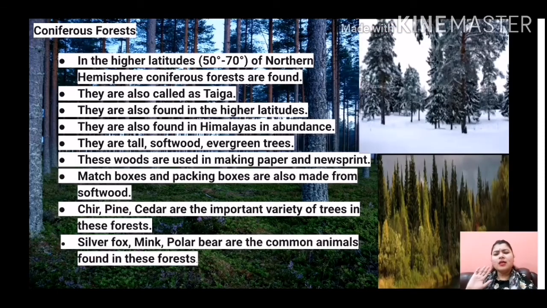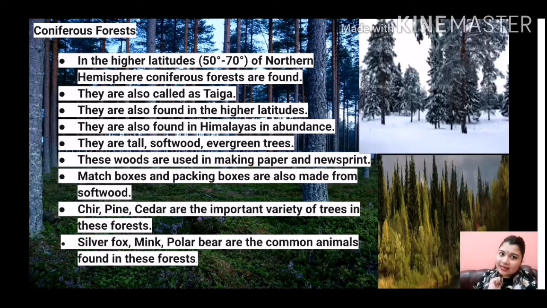After that, our last type of forest, coniferous forest. Remember, students, the story of Salima? She was enjoying her summer camp in Manali, which falls in Himachal Pradesh. There, when she went to a higher latitude, she saw coniferous forest, isn't it? So in the higher latitudes, basically between 50 degrees and 70 degrees in the northern hemisphere, these coniferous forests are found.